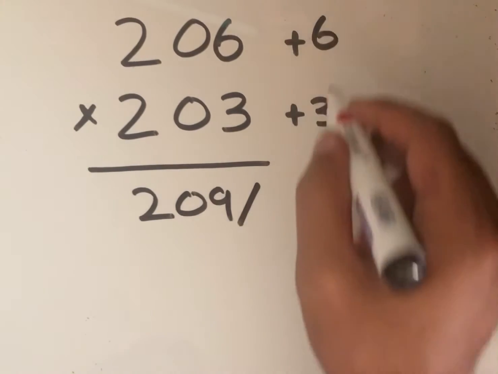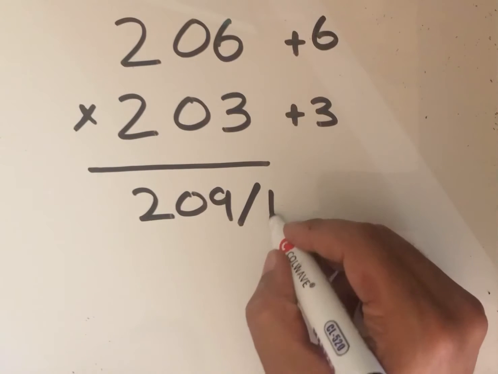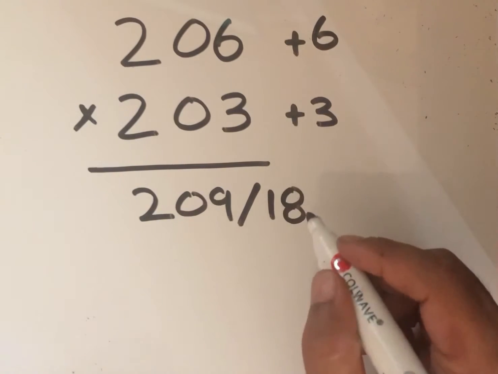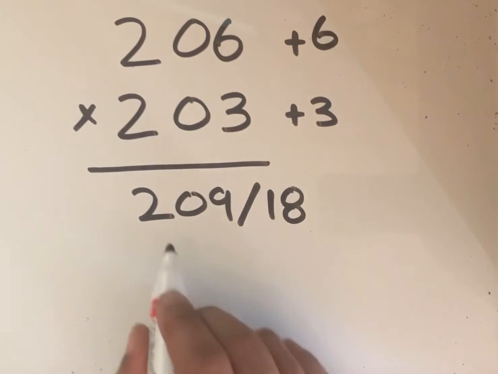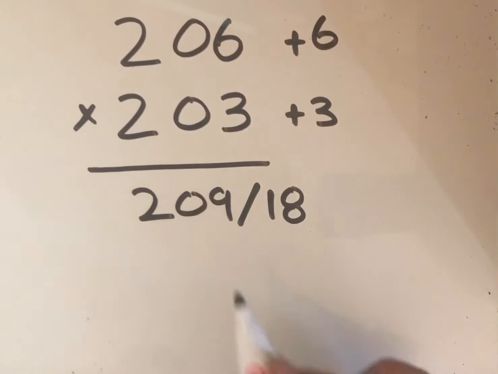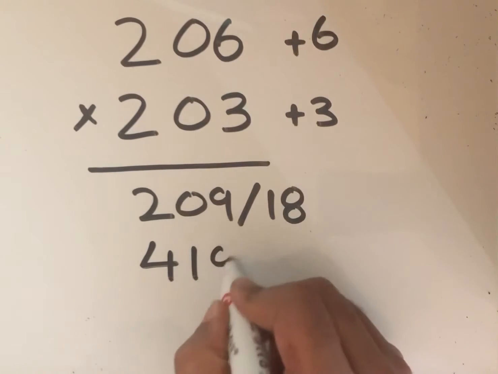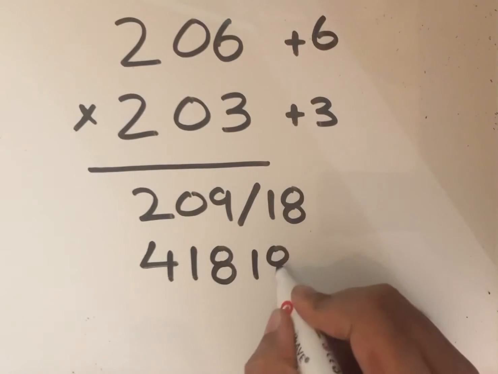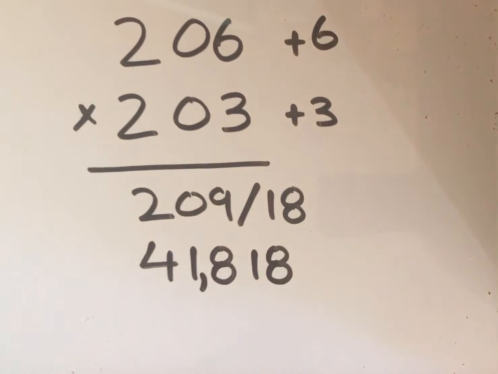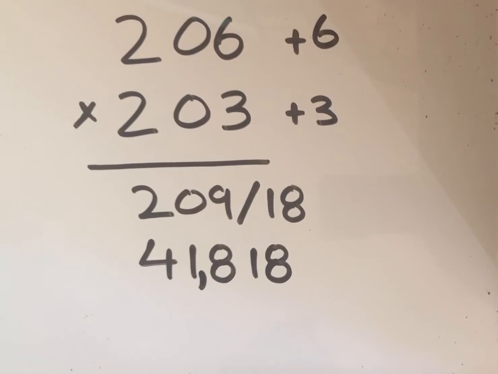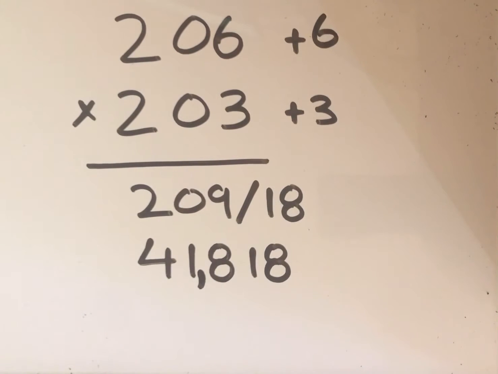Second part involves a multiplication here. 6 times 3 is 18. Now, I need to multiply my first part of my answer by 2 because my base is 200 instead of 100. So I get 418. Then I just say 18. So my final answer is 41,818. Okay? Let's go ahead and do our next example.